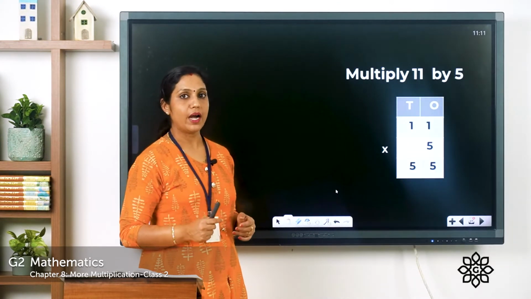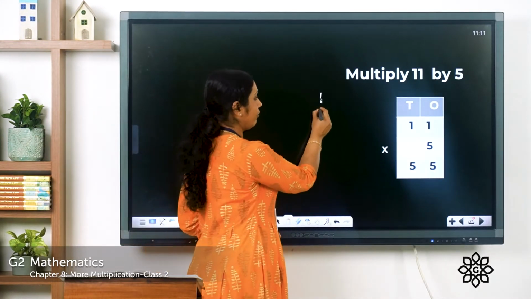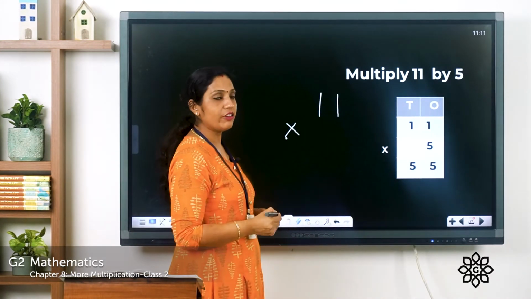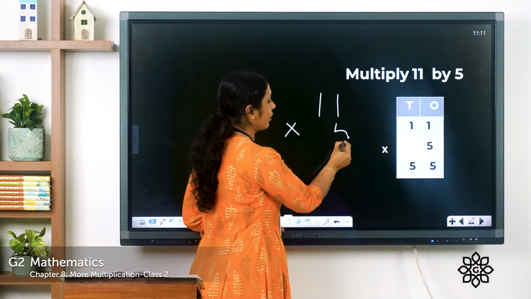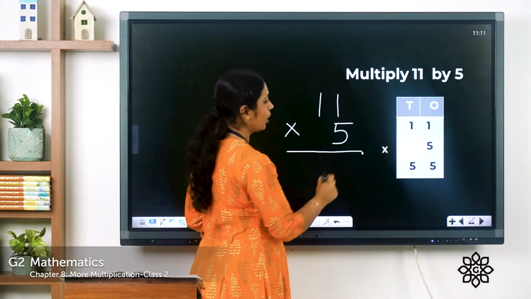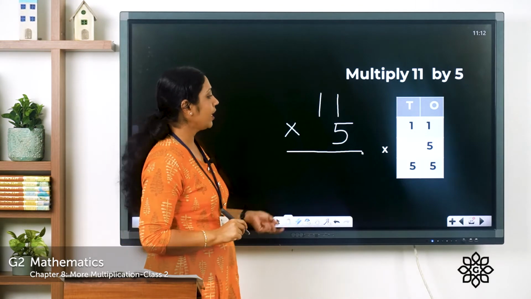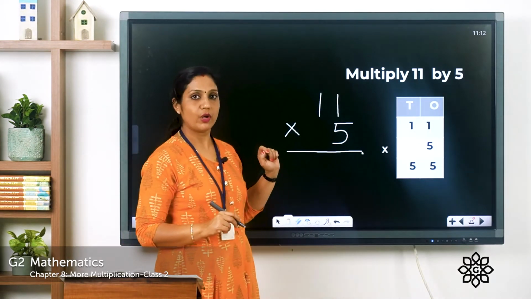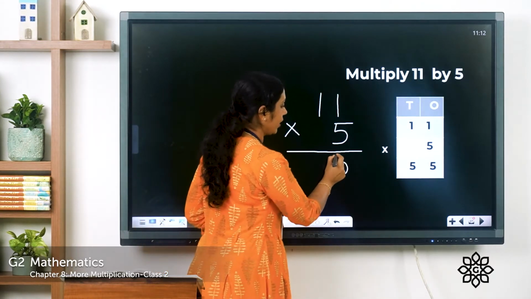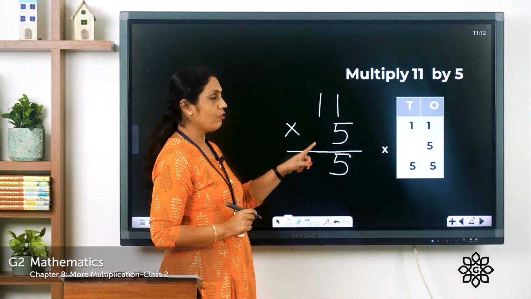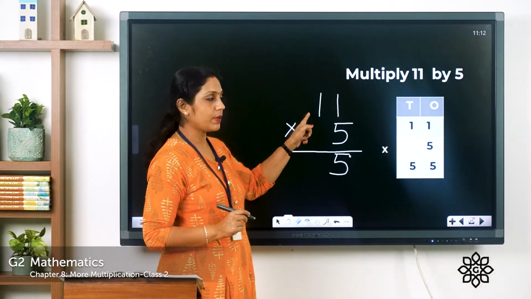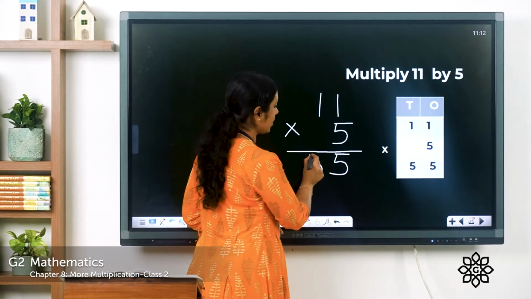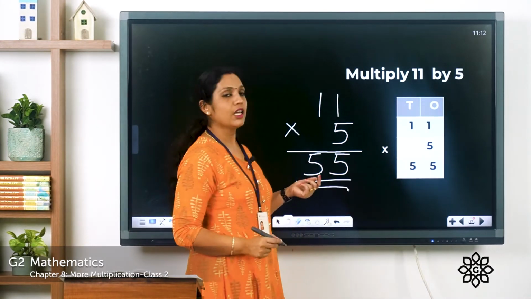Multiply 11 by 5. So write the number 11 on top. Insert the symbol of multiplication and write 5 here under 1 because 5 is a one-digit number and it has to come in the ones place. Now we'll start multiplying. First start from the ones place. 5 into 1. 5 ones are 5. Write it here under the ones place itself. One more digit is remaining in the tens place. So 5 into 1 again is 5. So we get the answer 55. So 11 into 5 is 55.